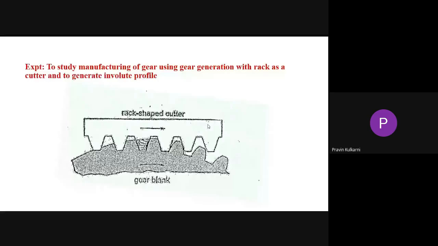Assuming that you are able to see my PPT, the title of the experiment is to study manufacturing of gear using gear generation with rack as a cutter and to generate involute profile. This is the precise title. Okay. So what is shown is the gear blank. Remember that this is the gear blank. This is the rack cutter, isn't it?